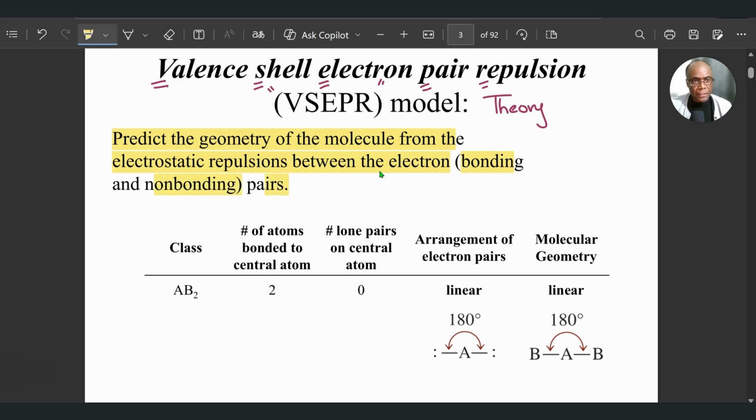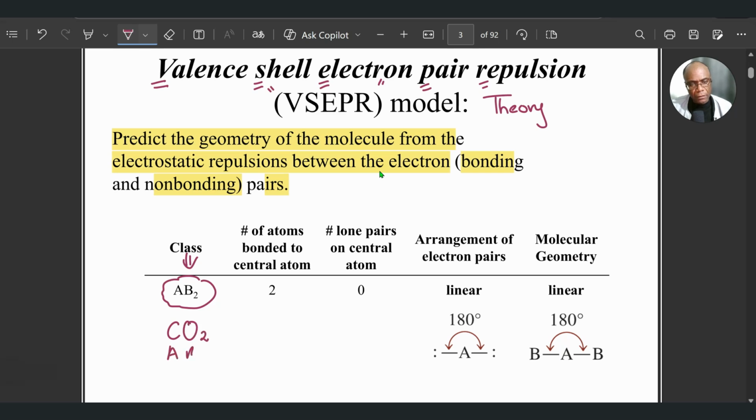Okay, the first class we are going to look at here is the AB2 type of molecules. For example, look at carbon with two oxygens, where carbon will be your A, oxygen will be a B, so you have AB2. If you draw the Lewis structure of CO2, it's going to get you this far with the carbon at the middle, so the A is in the middle and then the B are outside.